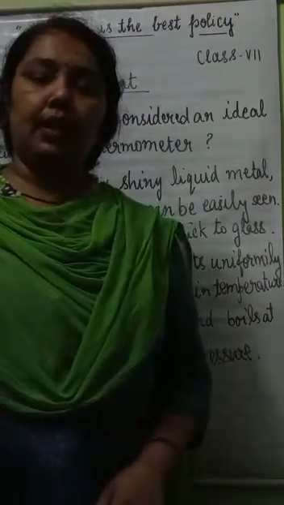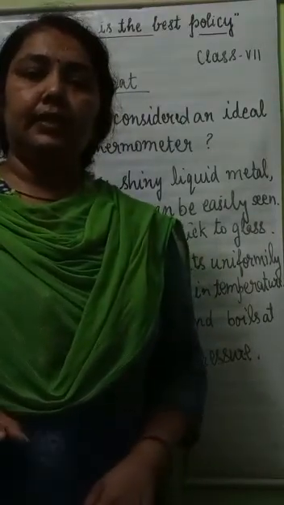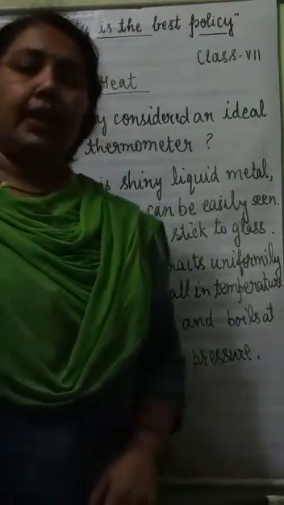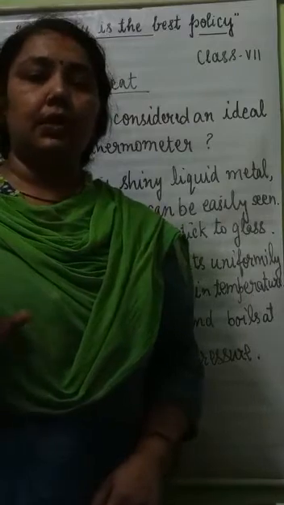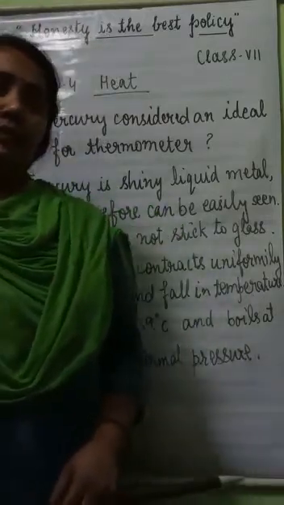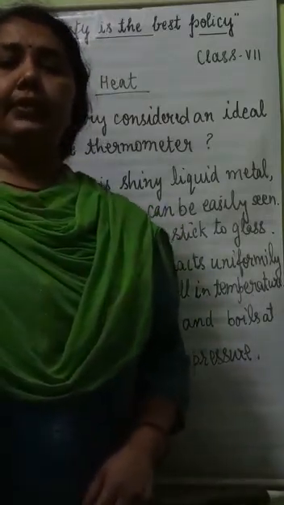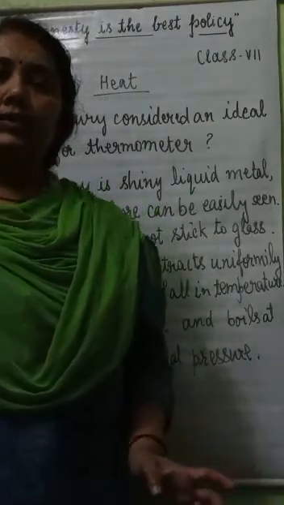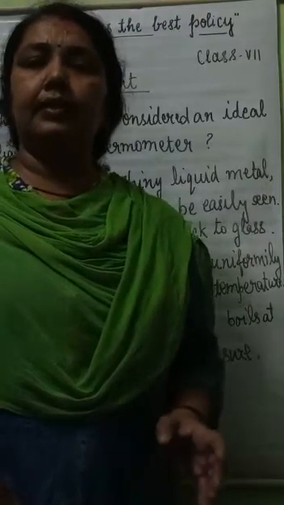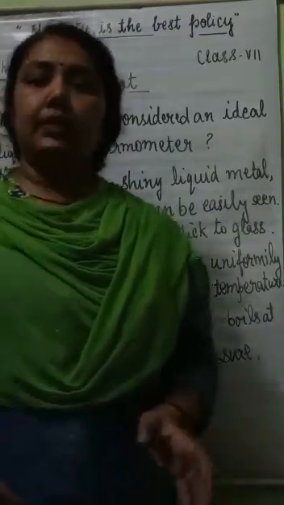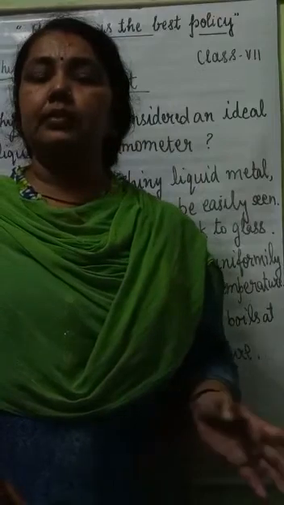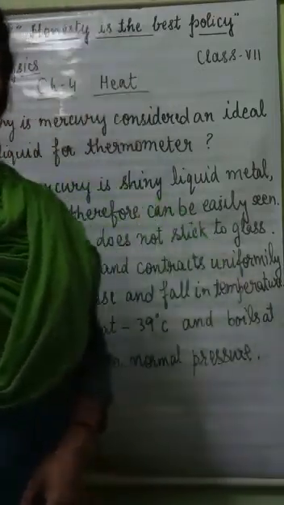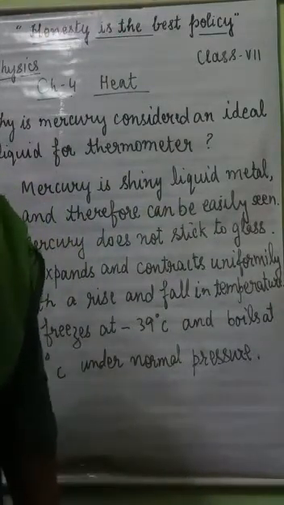The laboratory thermometer is larger than the clinical thermometer, which is small in size. And second difference is that the temperature range of clinical thermometer is 35 degrees Celsius to 42 degrees Celsius, and the temperature range of laboratory thermometer is minus 10 degrees Celsius to 110 degrees Celsius. So these are some major differences.